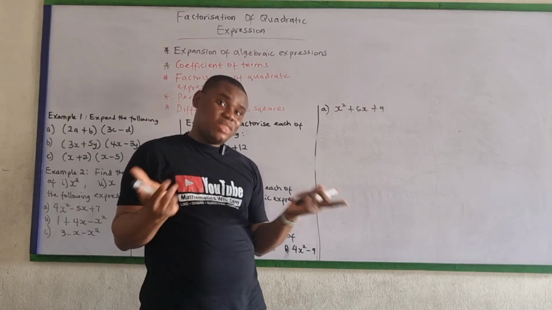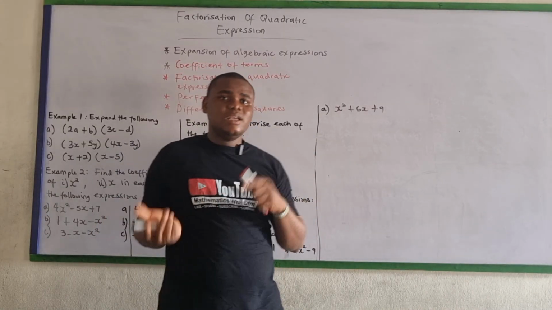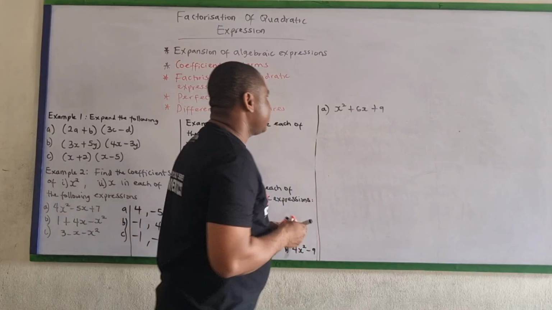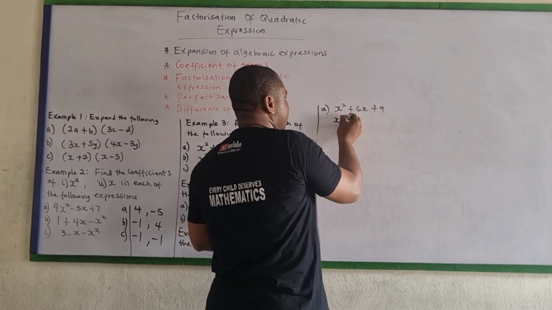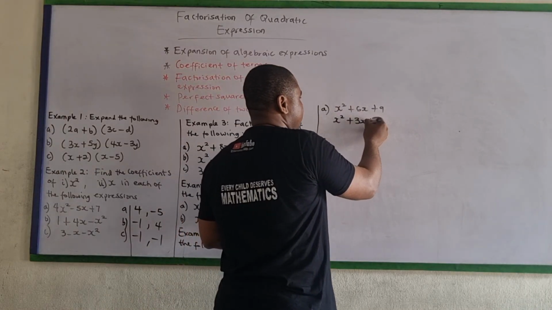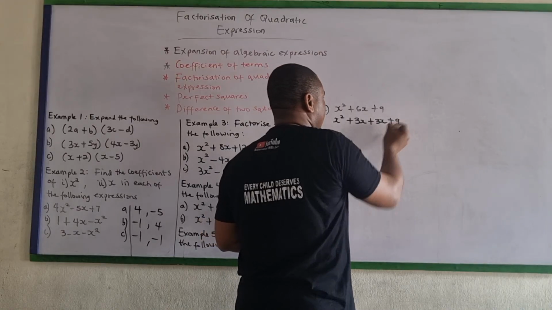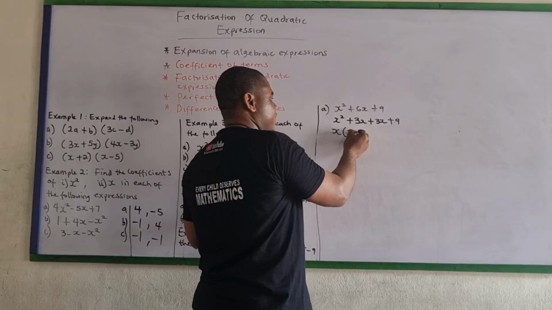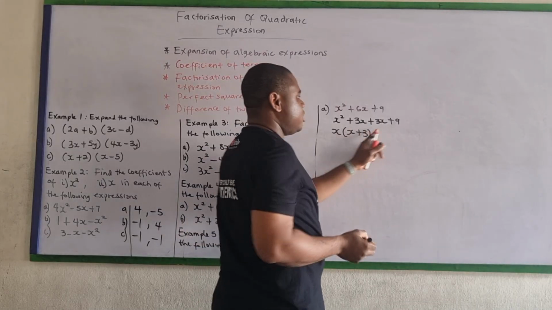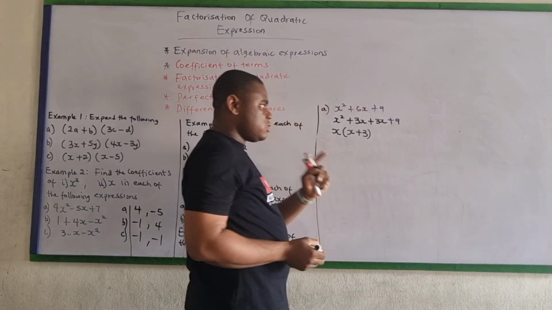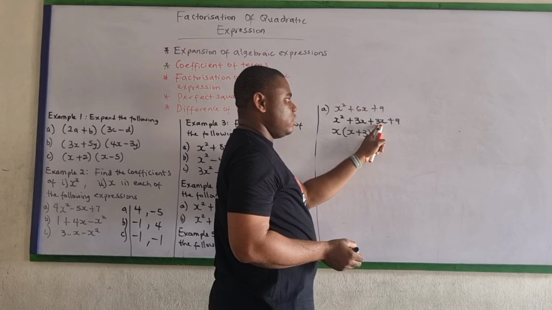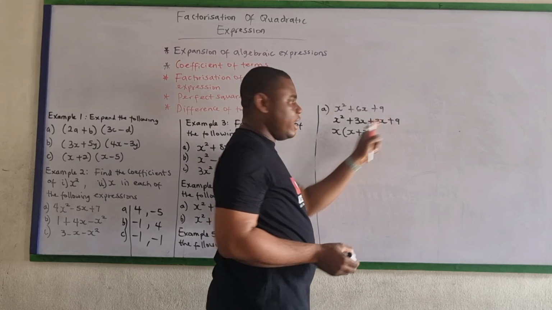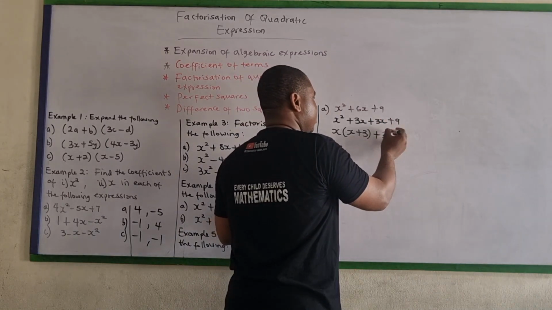Those two numbers should be 3. 3 plus 3 gives me 6. 3 times 3 gives me 9. So I have x squared plus 3x plus 3x plus 9. What's common between these two? X is common. I'll be left with x plus 3. What is common between these two numbers? 3 is common between 3 and 9. So I have plus 3.